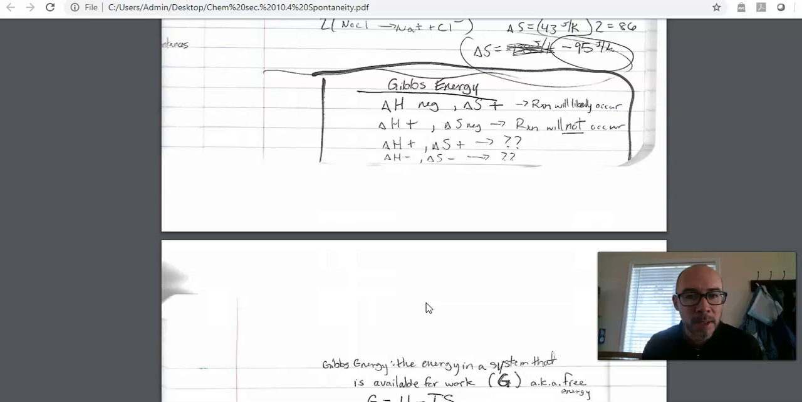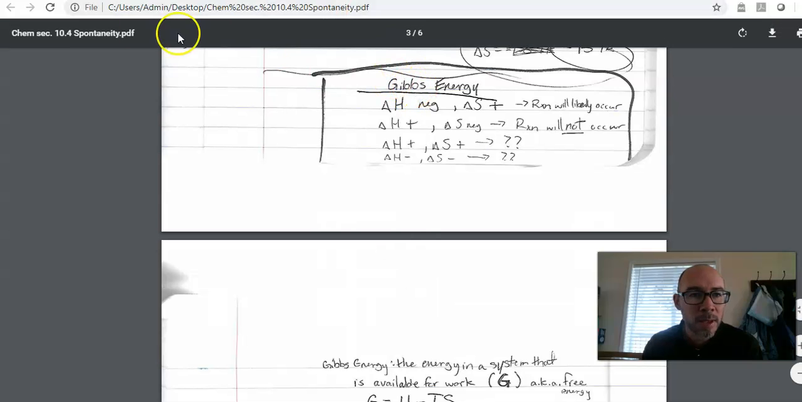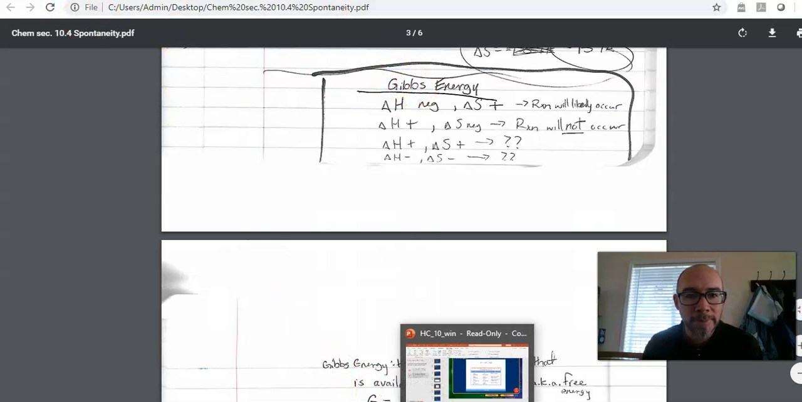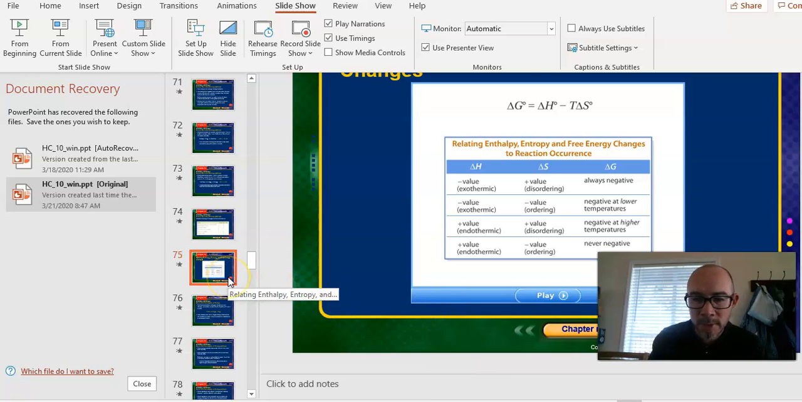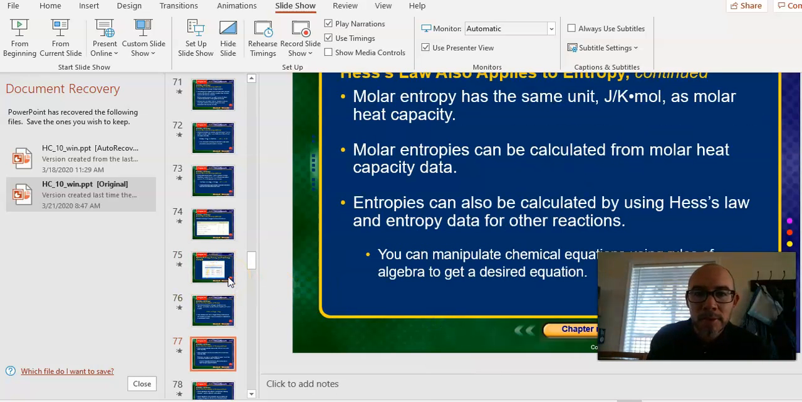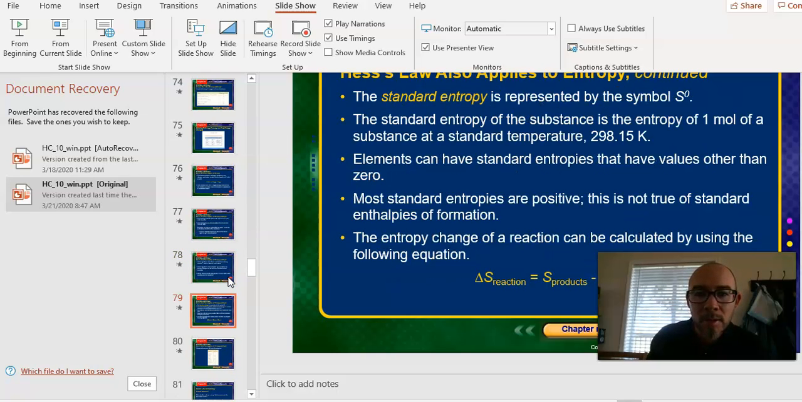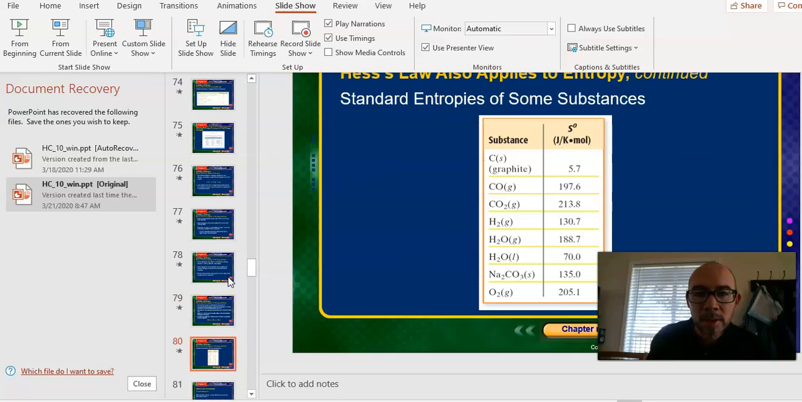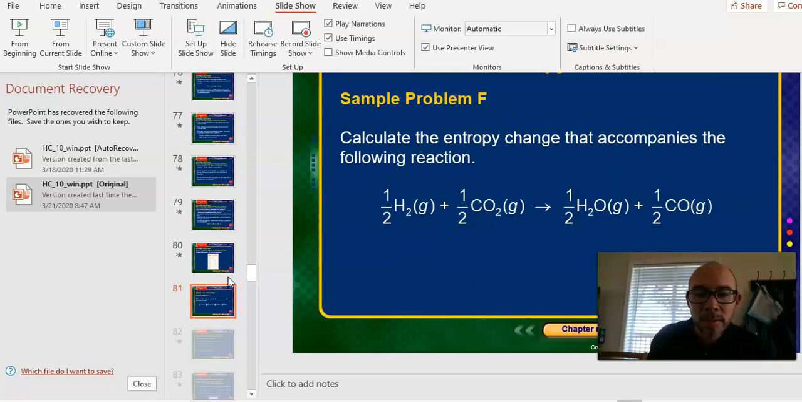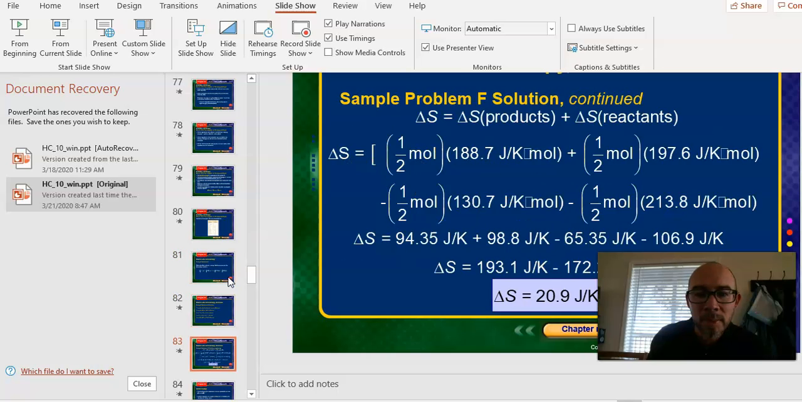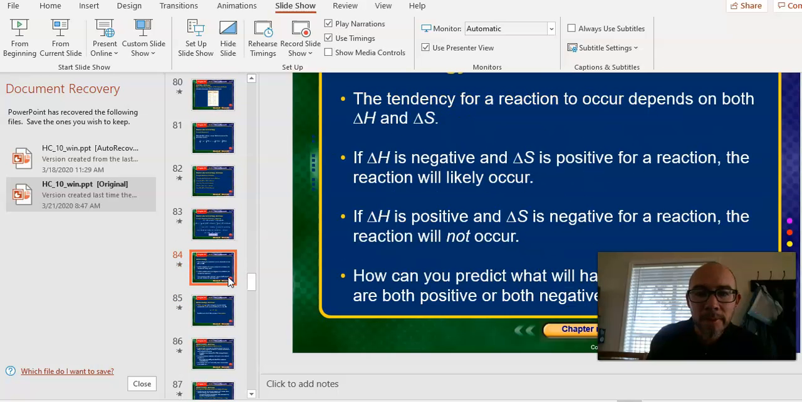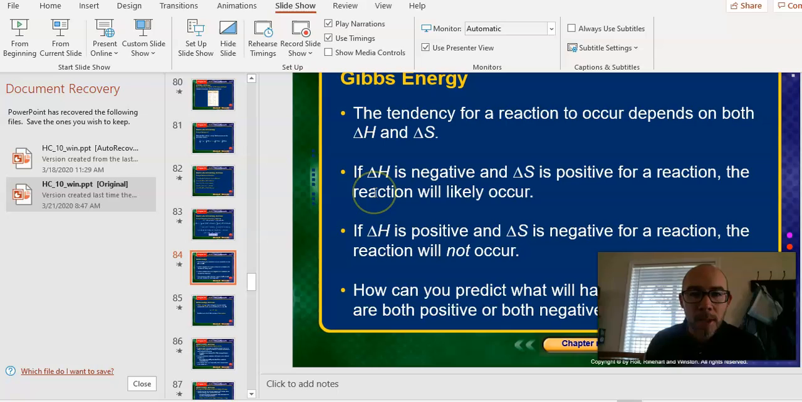Okay, skip down to here, then to this Gibbs Energy stuff. I'm going to go back to the PowerPoint. And we'll scroll down until we get to some Gibbs Energy business. All right, we already described that. Yep, that's the other way we could do it. Standard entropies of some substances. We had more. There's our sample problem. Blah, blah, blah. Okay. Gibbs Energy.